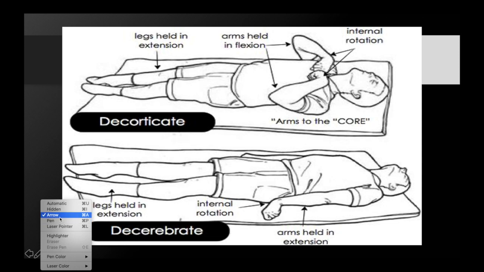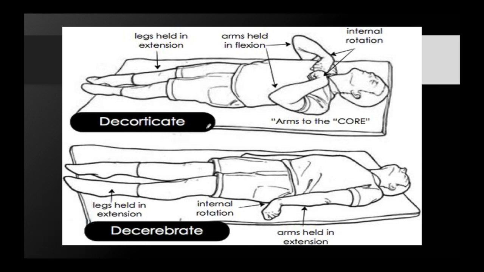Now here, this is the decorticate and the decerebrate posture. Decorticate means an abnormal flexion response. How do you remember that decorticate is flexion and decerebrate is extension? In decorticate, there is a "core". When the arms are flexed to the core of his body, to the center of his body, it is known as decorticate posture. In decerebrate, the arms are away from the core of his body, in extension. So if decorticate is flexion, then decerebrate is extension.